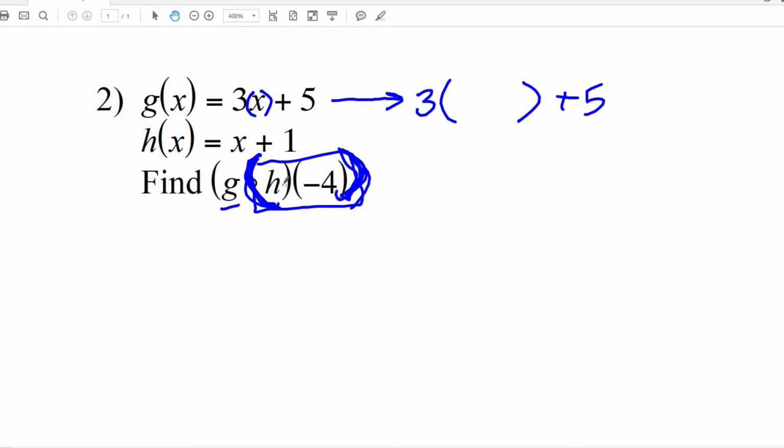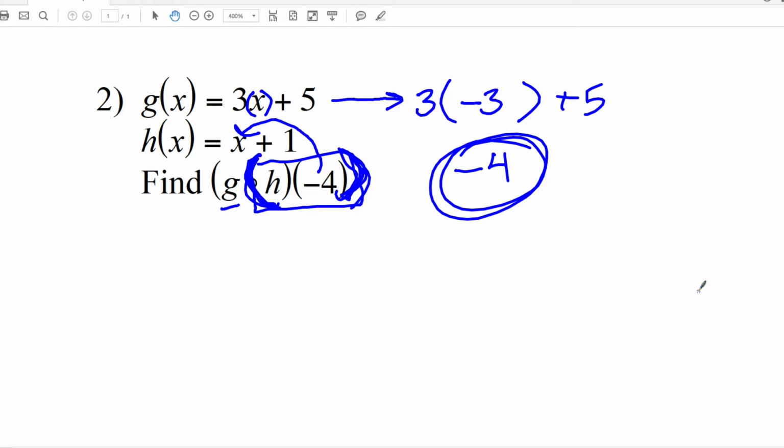G of that. So we're looking for h of negative 4. That negative 4 goes right here. Negative 4 plus 1 is negative 3. That's what goes in the parentheses. 3 times negative 3 is negative 9. Negative 9 plus 5 is negative 4. And that is the answer for that one.